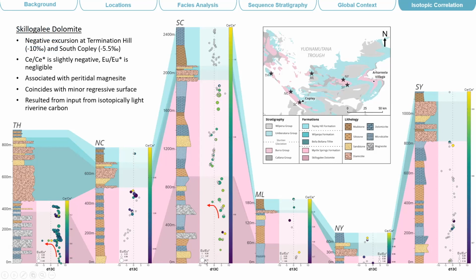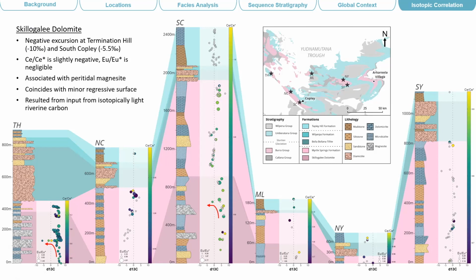It's quite low, it's around 1. These tend to be associated with packages of peritidal magnesites. And they also, interestingly, coincide with minor regressive surfaces. So that goes back to my sequence stratigraphy. Minor regressive surfaces just show relative drops in sea level.